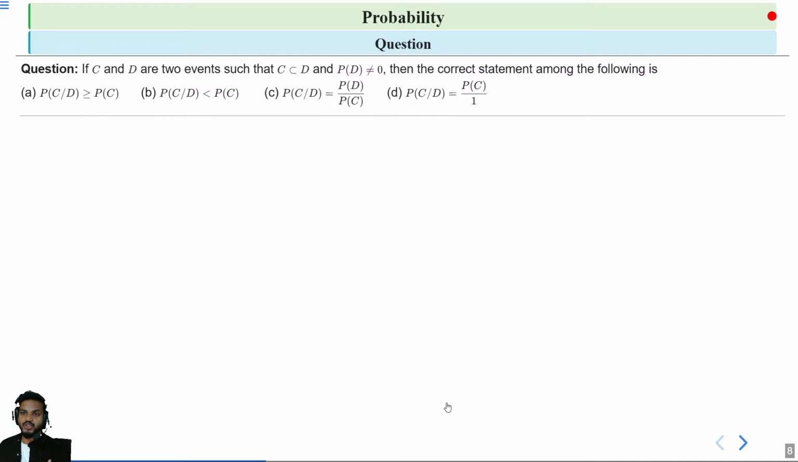It means which option is true for the following condition: if C and D are events such that C is a subset of D and probability of D is not equal to 0. Okay, so try this question, a theory based question.